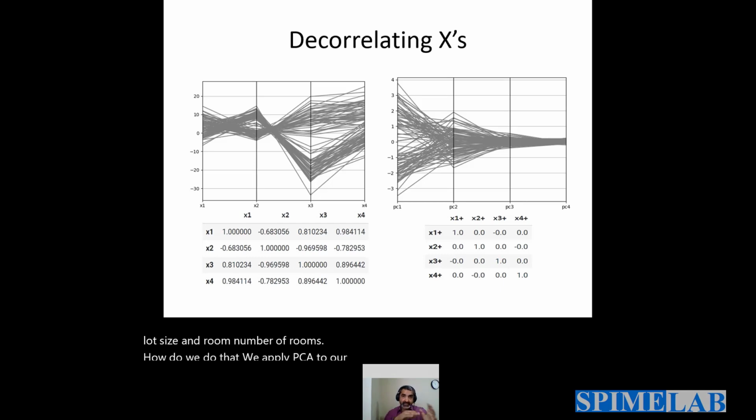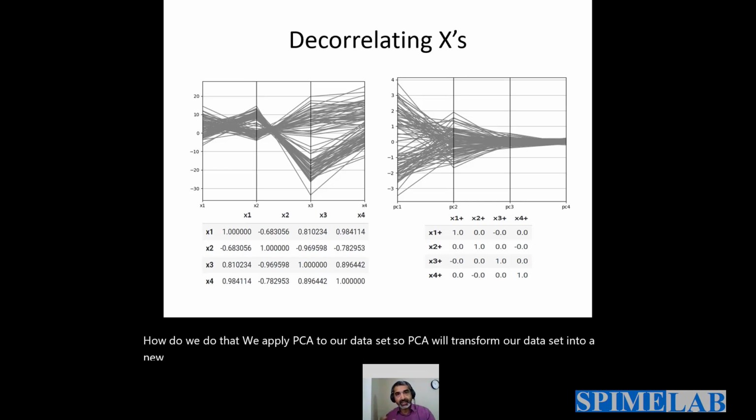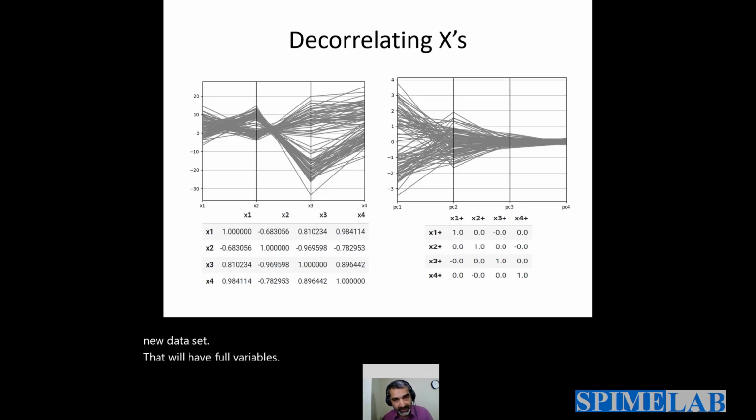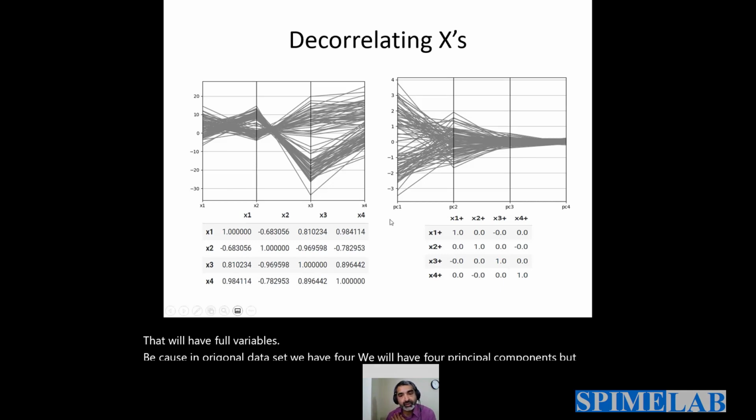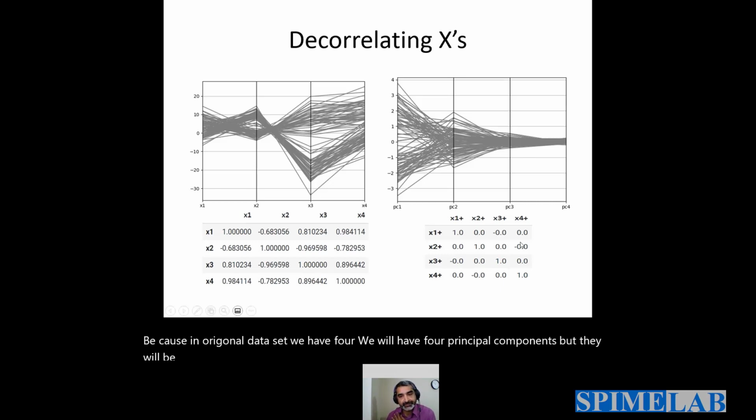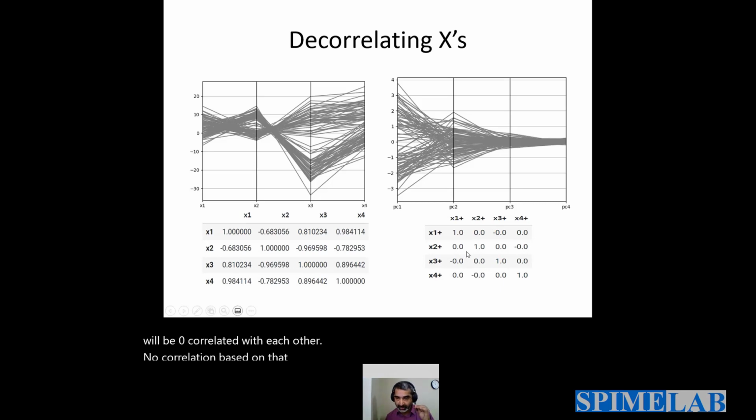So PCA will transform our data set into a new data set that will have 4 variables, because in the original data set we have 4. We will have 4 principal components, but they will have zero correlation with each other. No correlation. Based on that data, when you create a model, you get more accurate coefficients of the model.